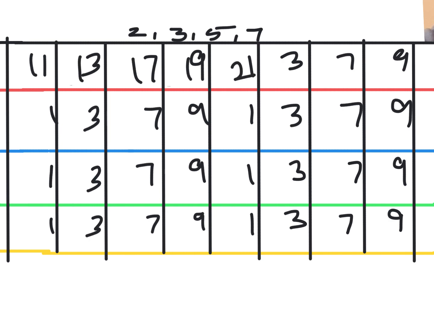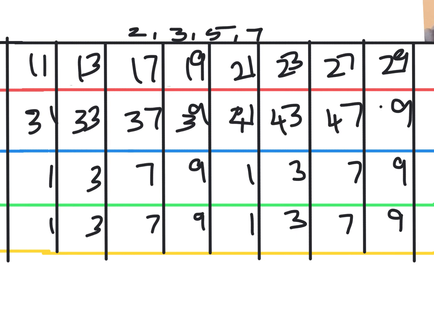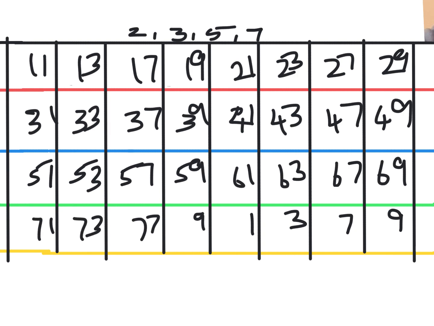1, 1, 1, 1, 2, 2, 2, 2, 3, 3, 3, 3, 4 times. Like 4, 4, 4, 4, 5, 5, 5, 5, 6, 6, 6, 6, 7, 7, 7, 7, 8, 8, 8, 8.